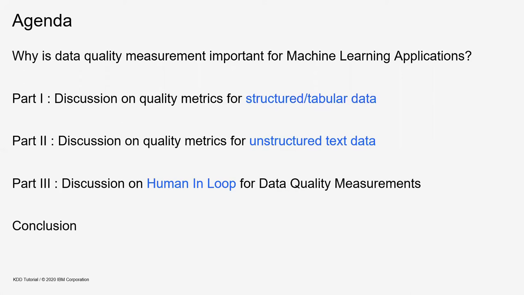So first we will talk about structured data and then we will talk about quality metrics in unstructured data. And finally, we will focus on the need of human in the loop for data quality measurements, and what the state of the art is and what some open challenges are here. Okay, so with that, let's get started on the need for data quality for machine learning.